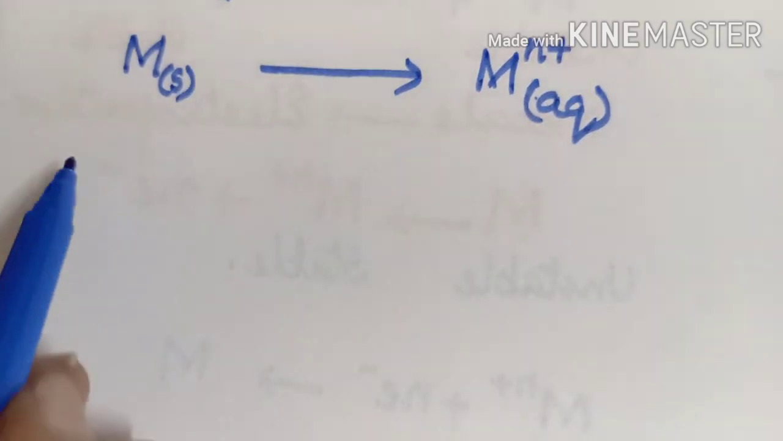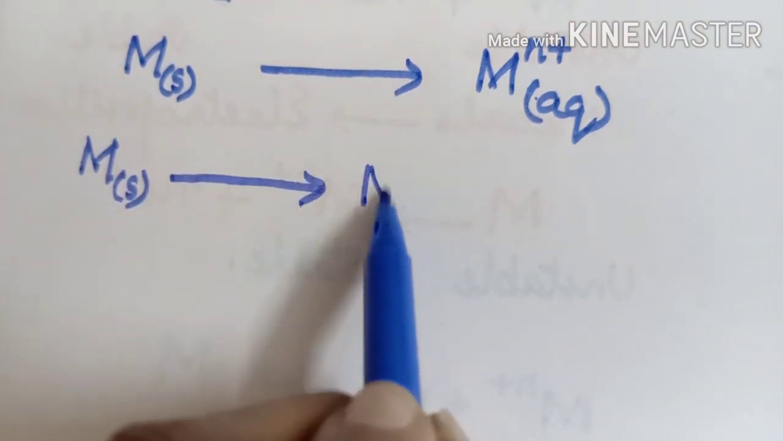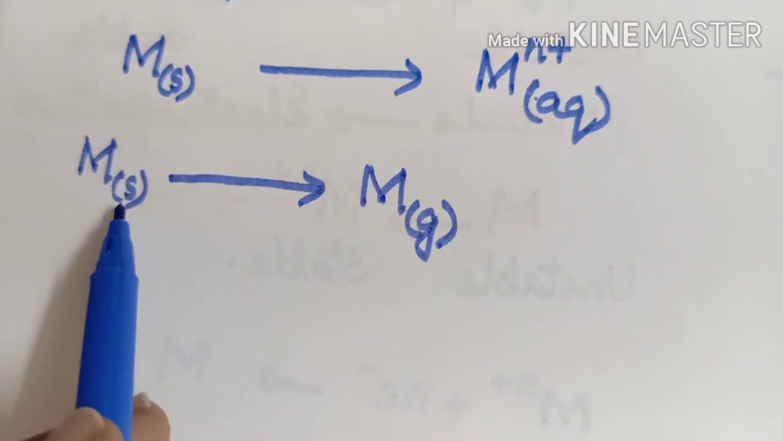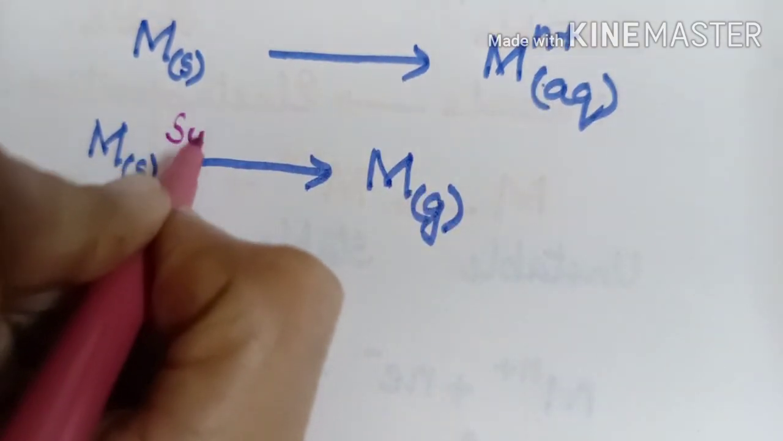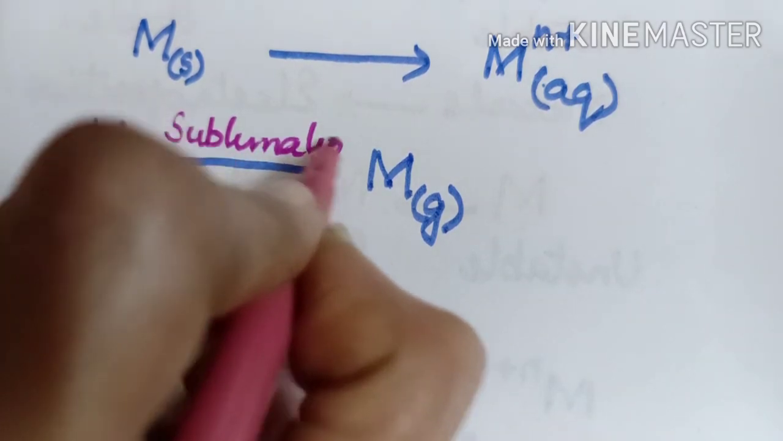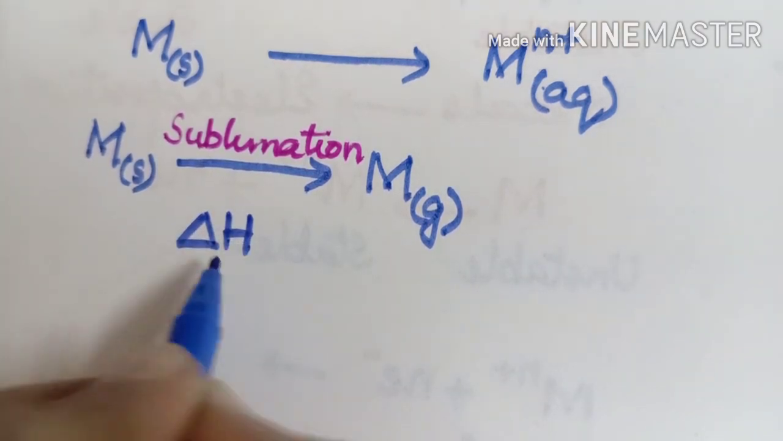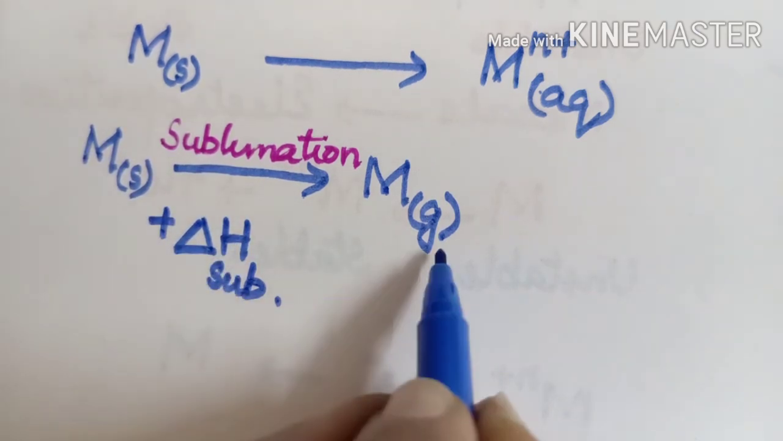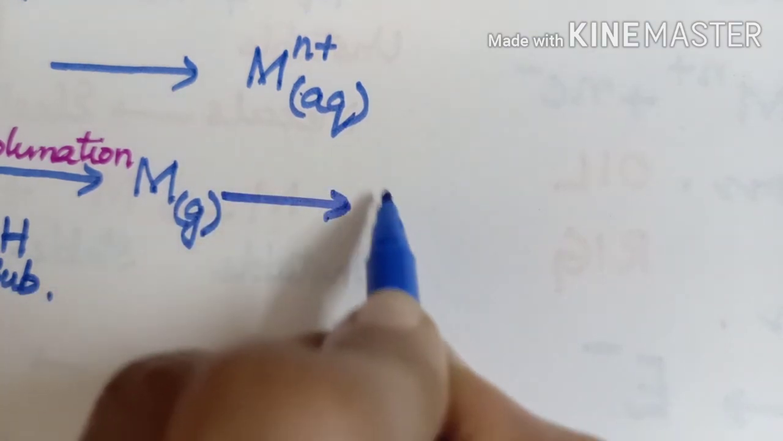So you find that metal from the solid state, first it has to be converted to metal in the gas form. So this is a change which involves solid to gas. That means the process involved is known as sublimation. So the energy involved here is known as delta H of sublimation. That is, we are supplying the energy in order to convert it into the gas form. Now, is it enough that we convert it into the gas form? No, it has to be converted to the ionic form.